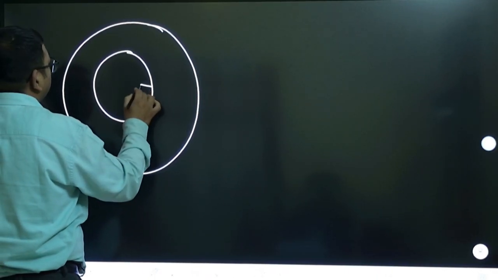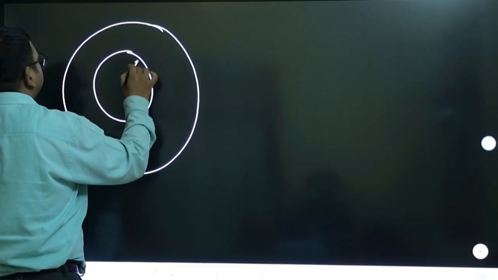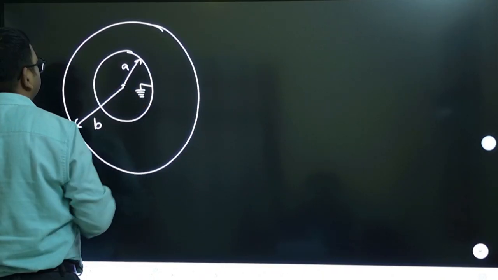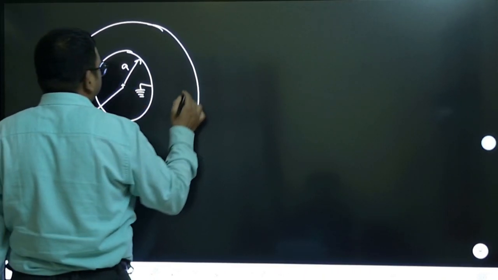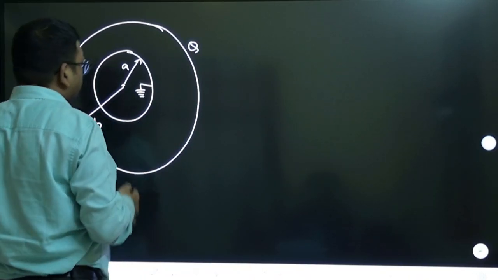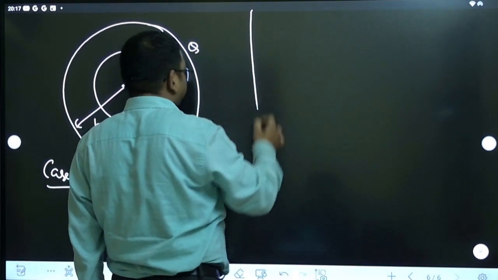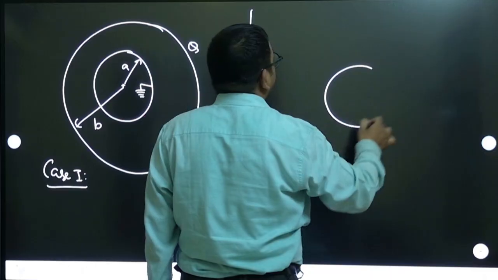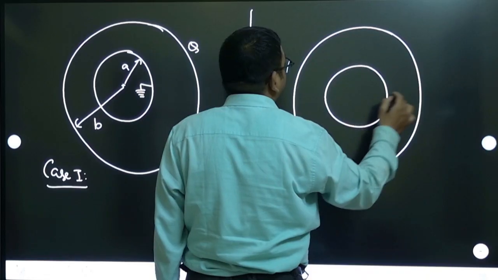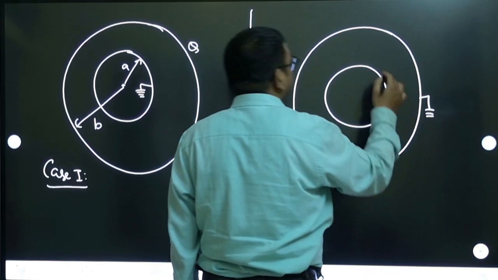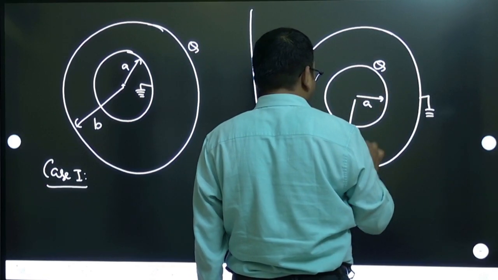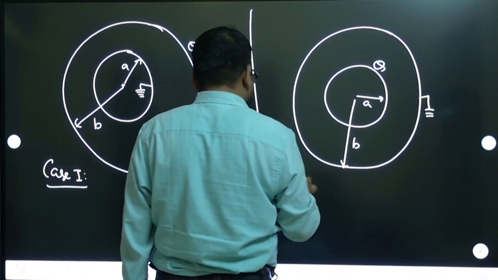the inner is earthed, let us say its radius is a and the outer radius is b, and the outer is given some charge q. Another case I told, two spheres are there and the outer is earthed now and the inner is given a charge q. This radius is small a, this radius is small b. So this is case 2.